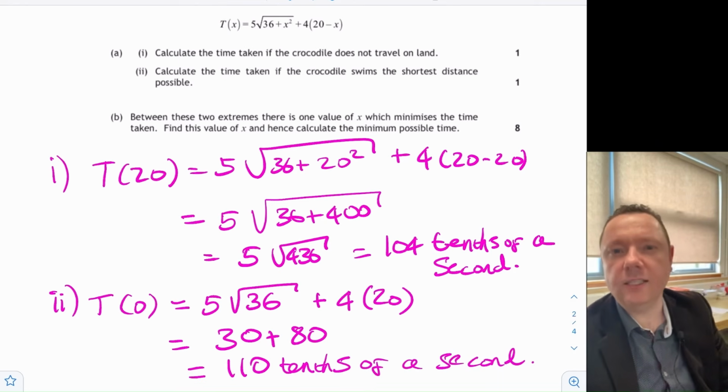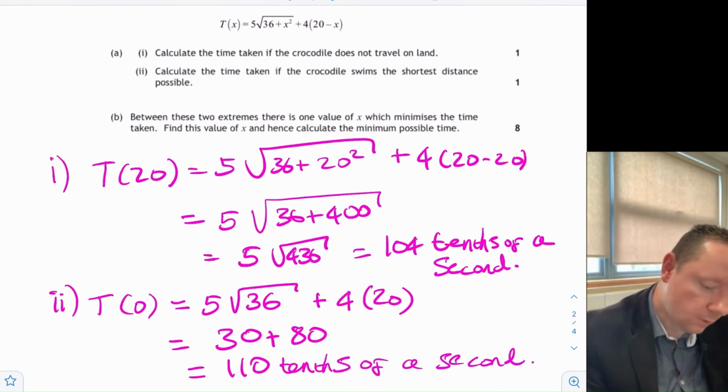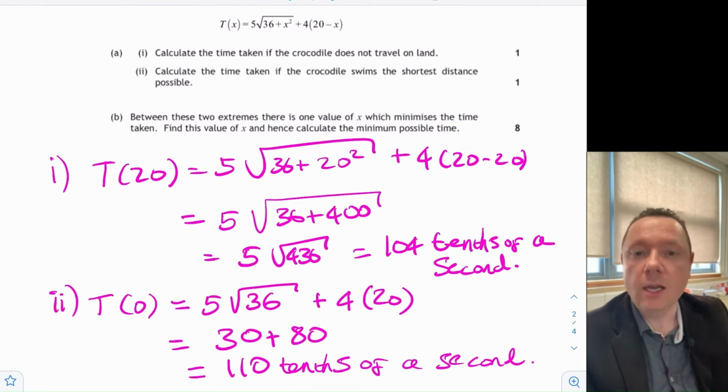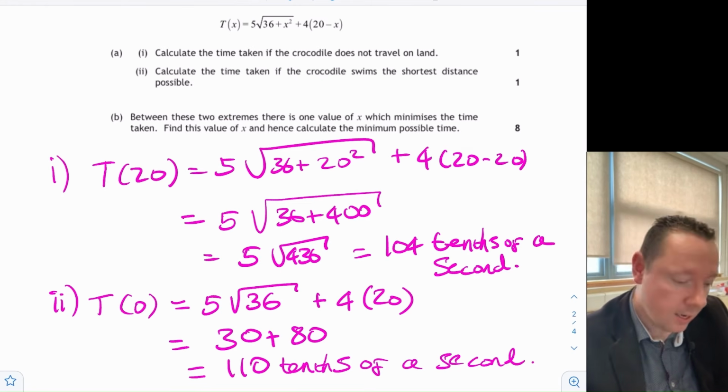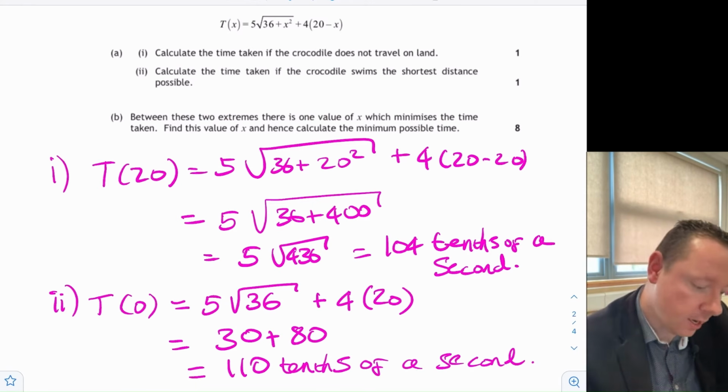Part B, although the context of the question was quite unusual, to say the least, between these two extremes there's one value which minimises the time taken. If you're a higher maths pupil, you should realise that the word minimise means we're doing optimisation. And that should be a big key red flag for you. Find this value of x and hence the minimum possible time.